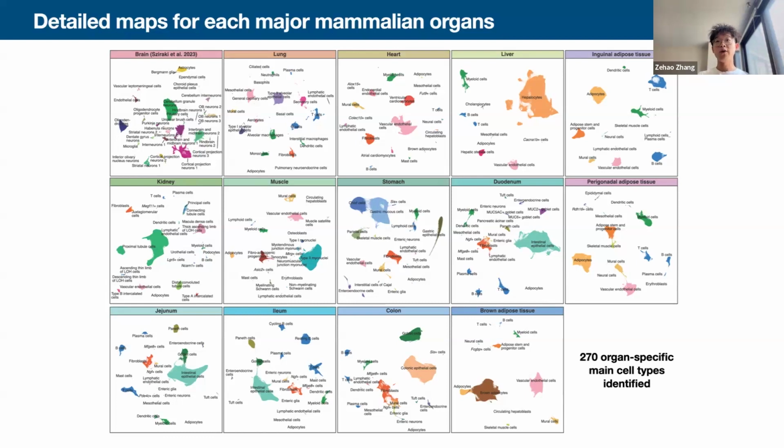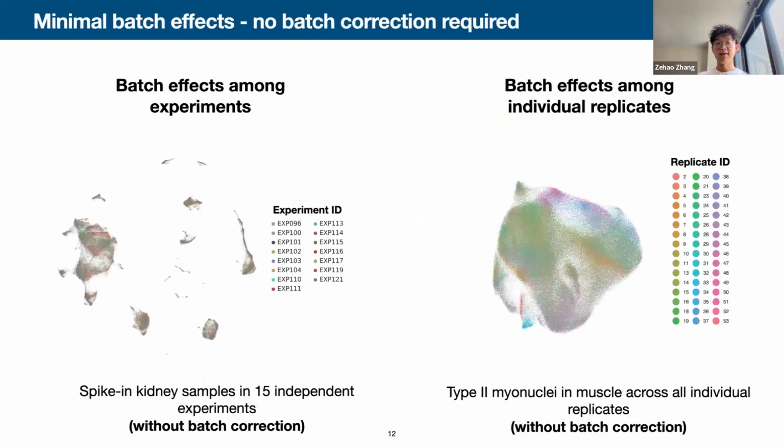And there are two unique advantages of the PanSci dataset. First, we have a minimal batch effect, which is essential for us to identify aging-associated cell types, because we are not just trying to build a single cell atlas, but we want to identify the differences in cell proportion between different ages, and we don't want this difference to be contributed by batch effect.